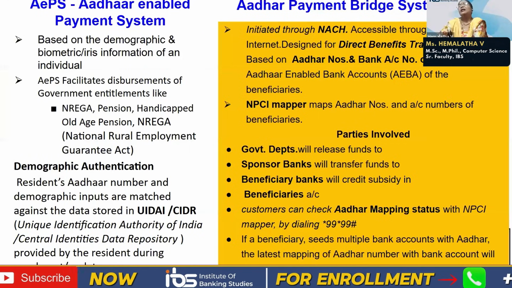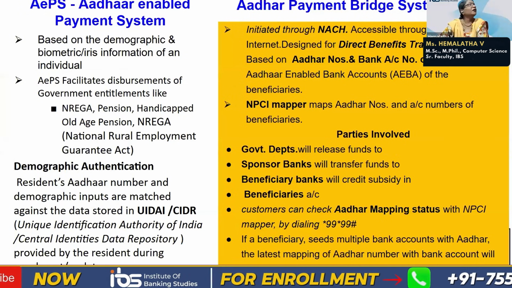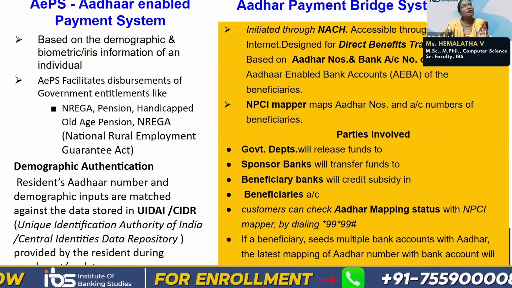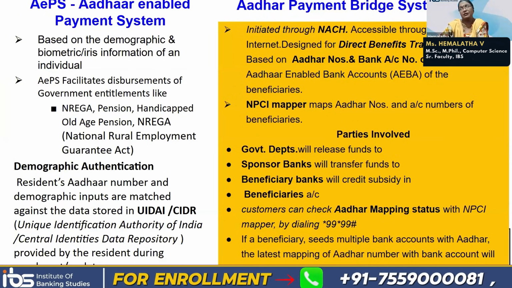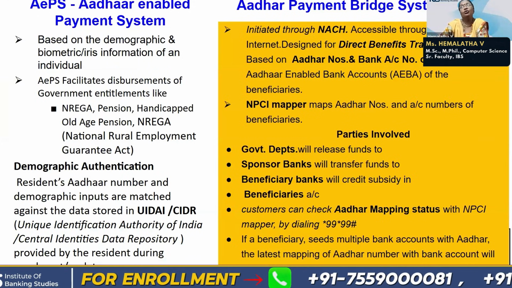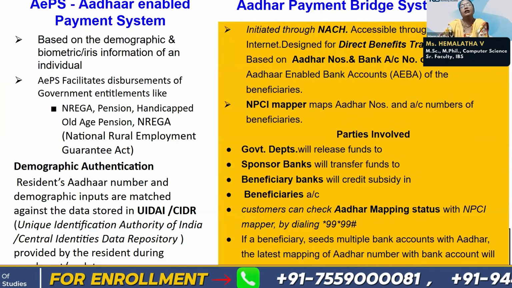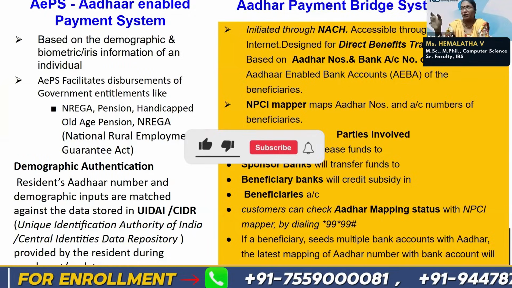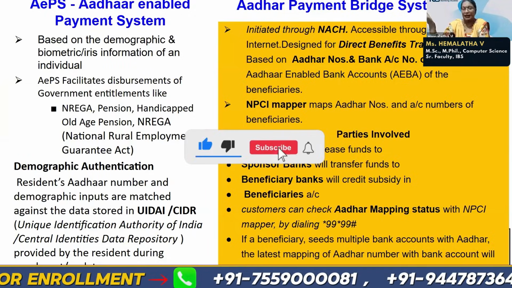And by the way, yesterday there was one doubt they asked. For SFMS, there are two types of IDs. One is the UTR, whether you do RTGS or NEFT. RTGS has got one ID.